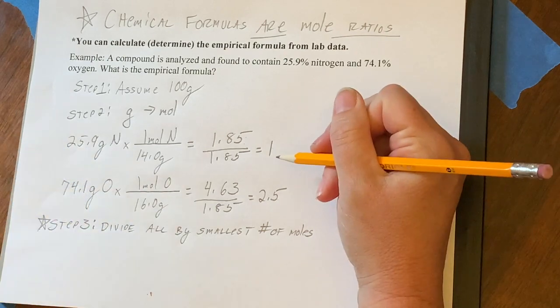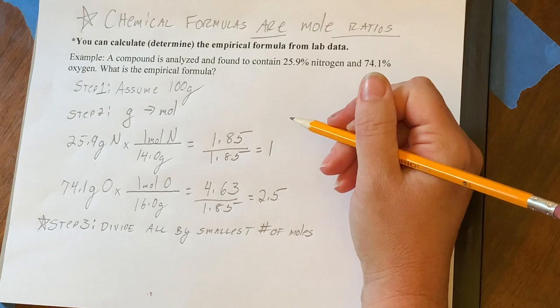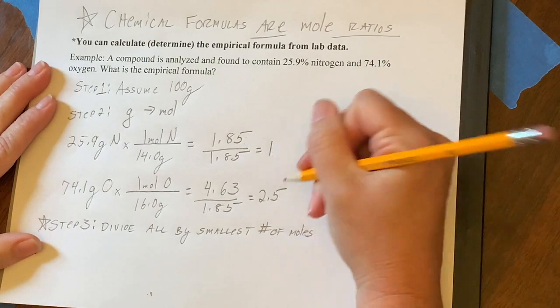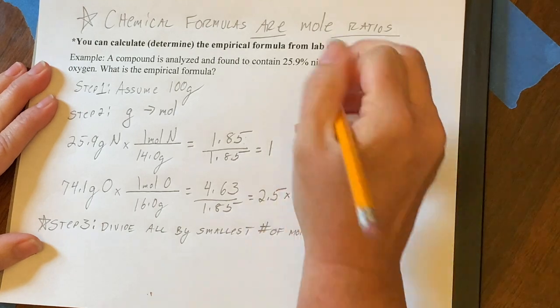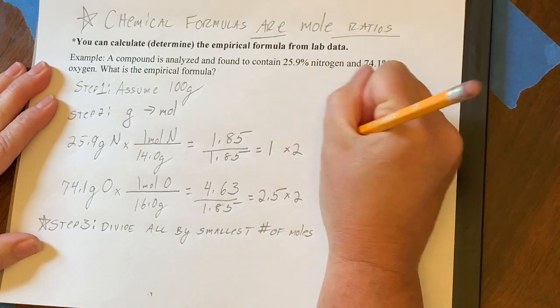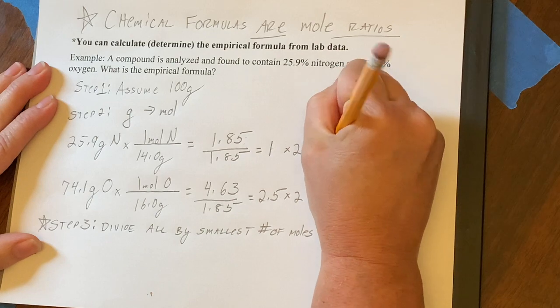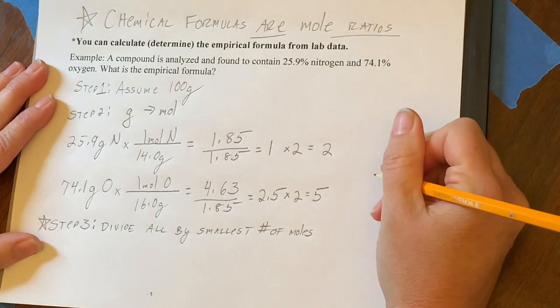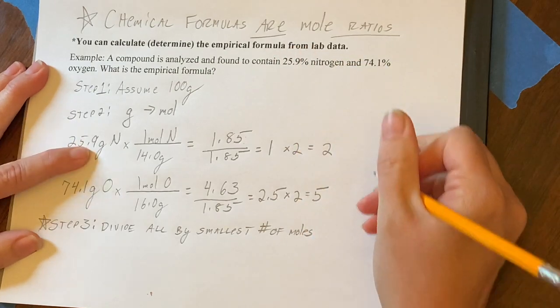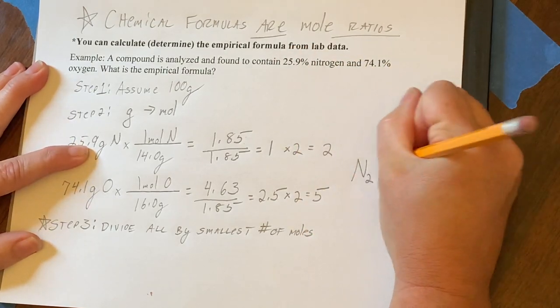I can't say that I have half of an atom. So to get rid of that 0.5, I'm going to multiply by 2. But whatever I do to one atom, I must do to the other. So 1 times 2 is 2, and 2.5 times 2 is 5. This is going to give me my empirical formula, N2O5.